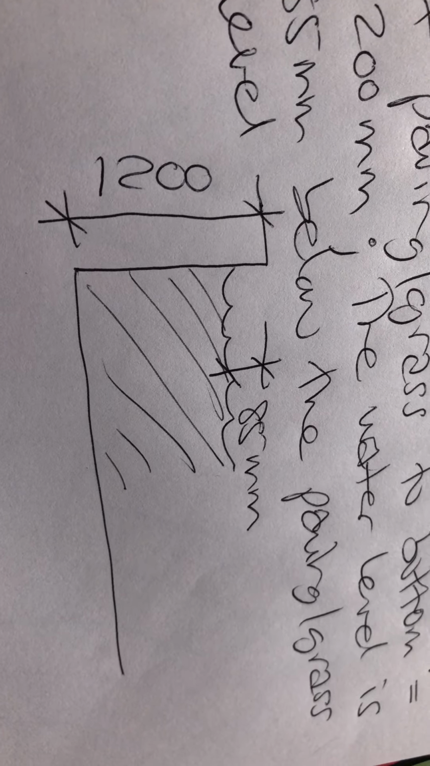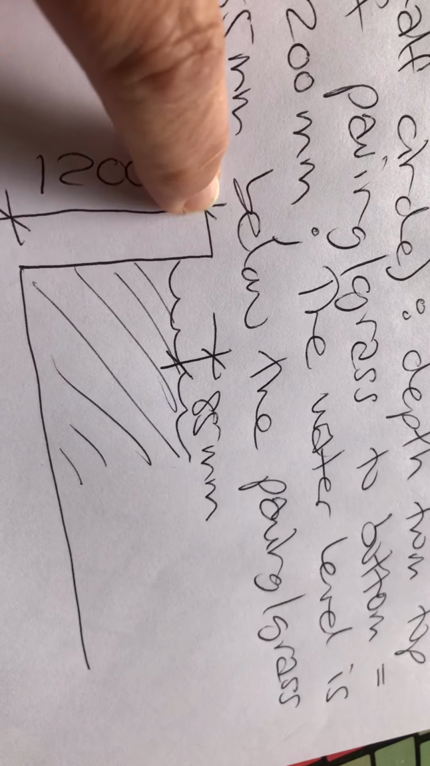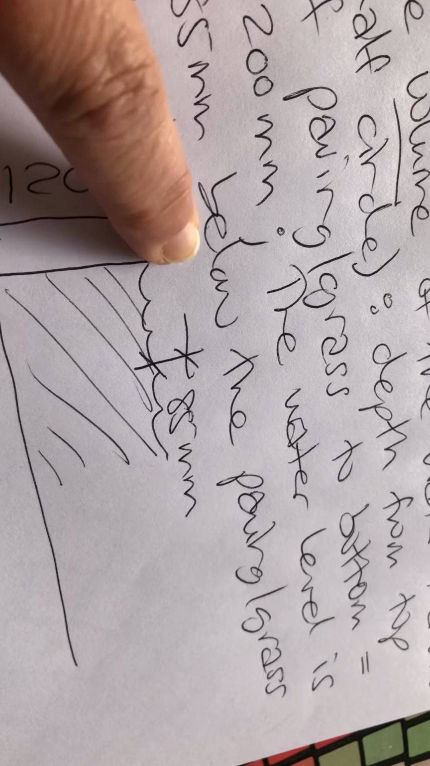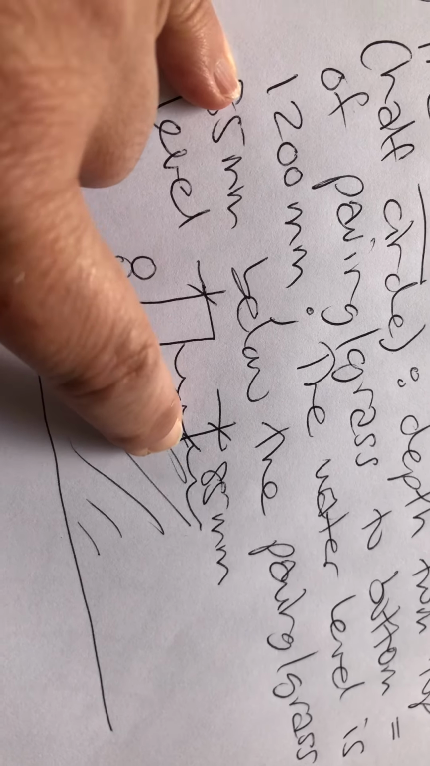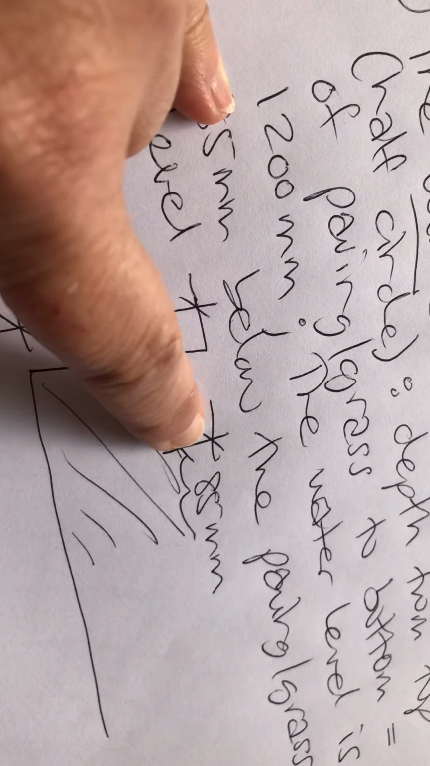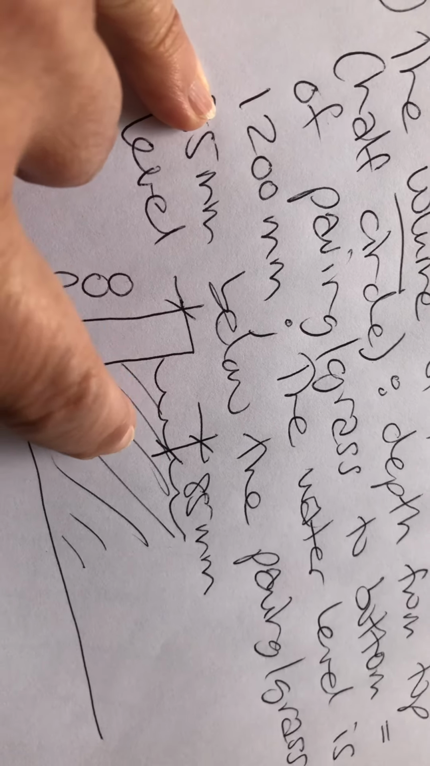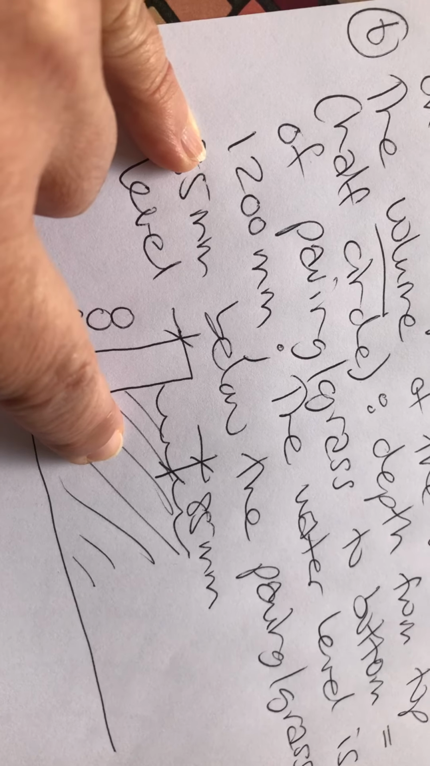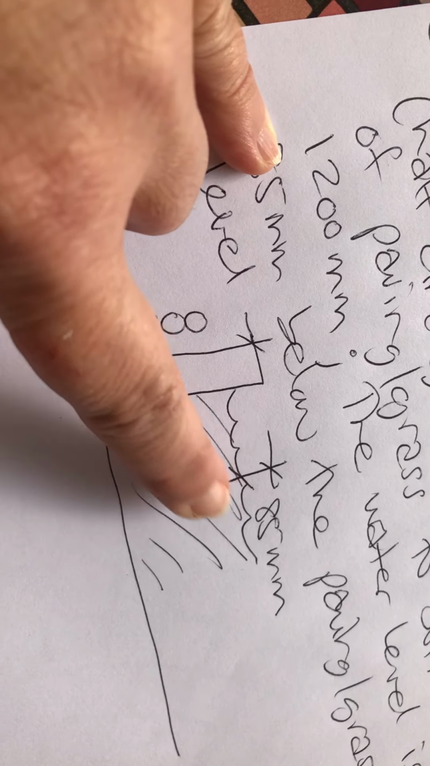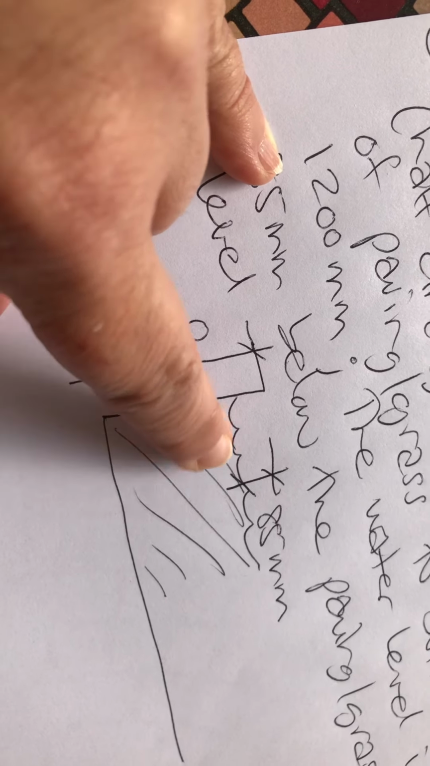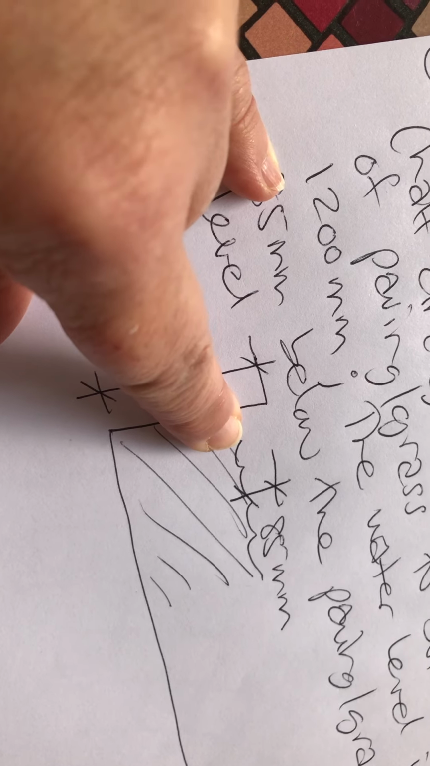And there I've drawn you a picture. So there's your paving or your grass level. This is the total height of your water feature, but the water is only up to there, 85 millimeters below the level. So if I want to know how much water I need to fill this water feature, I must only calculate the water part. I can't calculate the air as well.